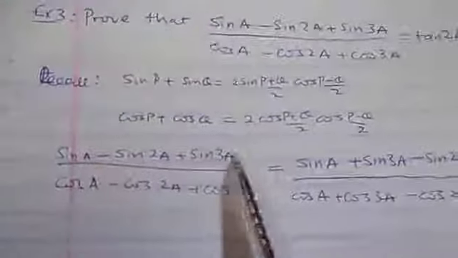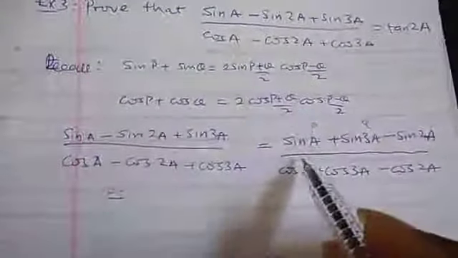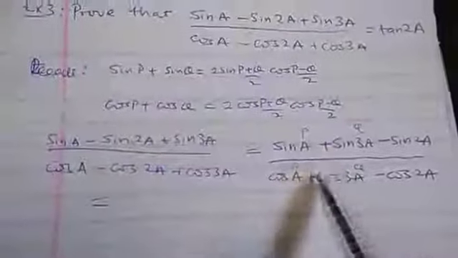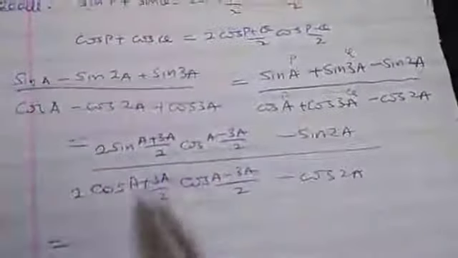I will record this formula. In this case now, I've rearranged by saying sine A plus sine 3A, this is it, minus sine 2A, the same thing to the denominator. Now, this is our P, this is our Q, this is our P, this is our Q. If I use these two formulas for these two, I'm going to have this. But noting that there's minus sine 2A here, minus cos, these two have given me this, and these two have given me this, using these two formulas.